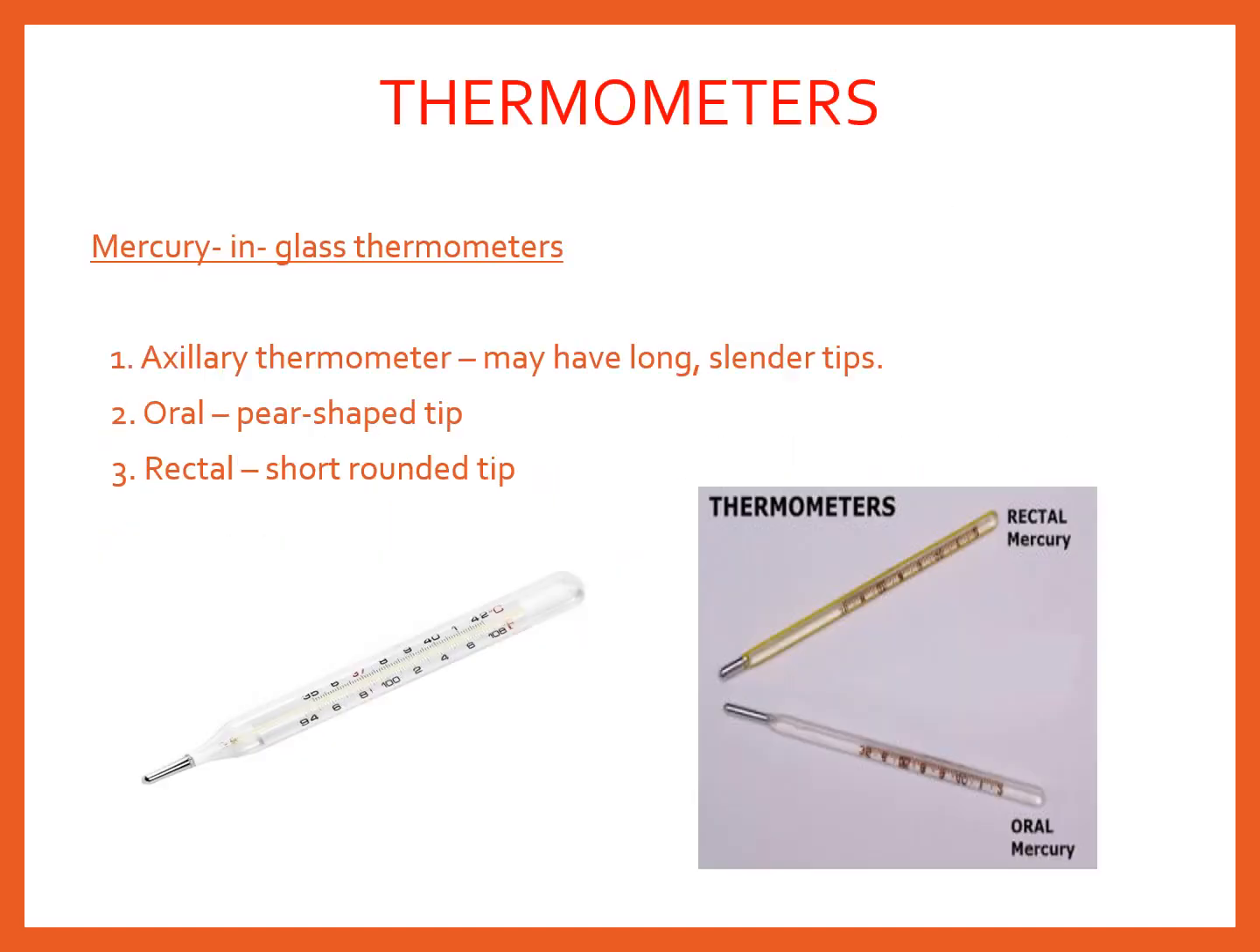hazards of mercury. This is just to show you the mercury in glass thermometers, as there are still a lot of hospitals here in the Philippines that use these kinds of thermometers. So there are three kinds of mercury in glass. We have the axillary thermometer, which may have long and slender tips, the oral with a pear-shaped tip, and the rectal with a short rounded tip. As you can see in this picture, the rectal mercury thermometer has a short rounded tip, and the oral has a pear-shaped tip.